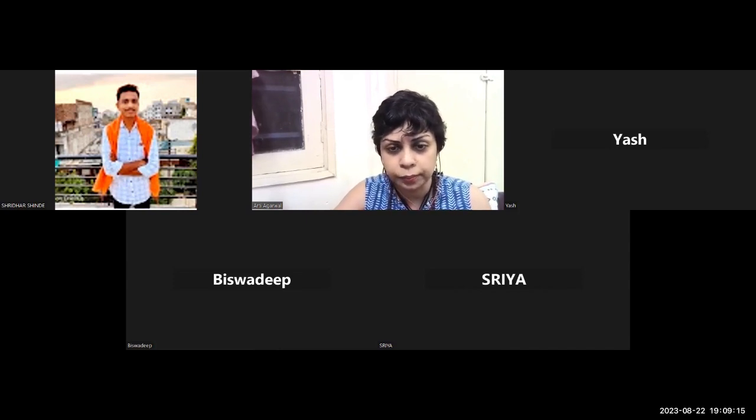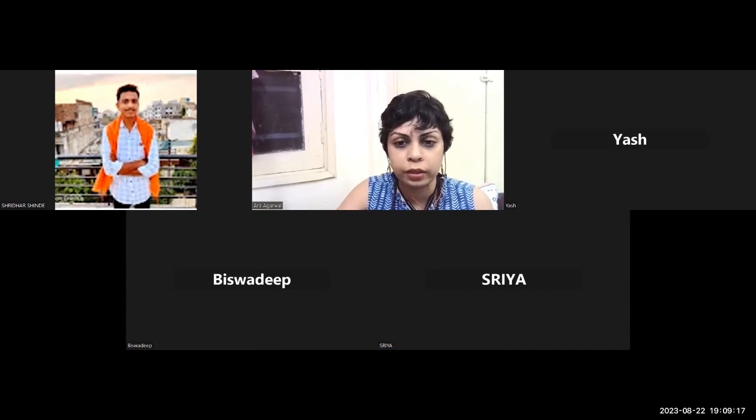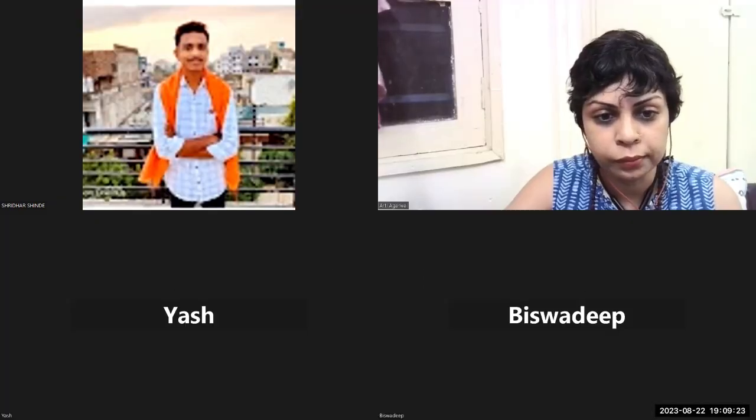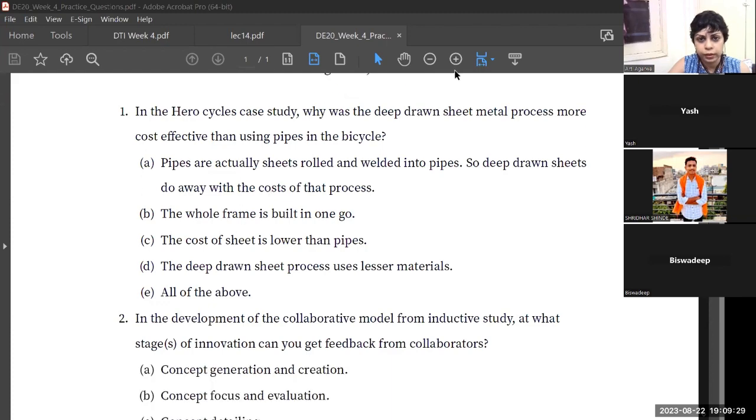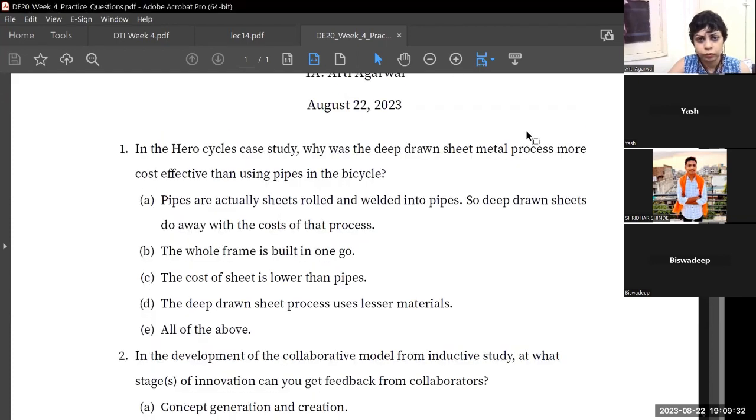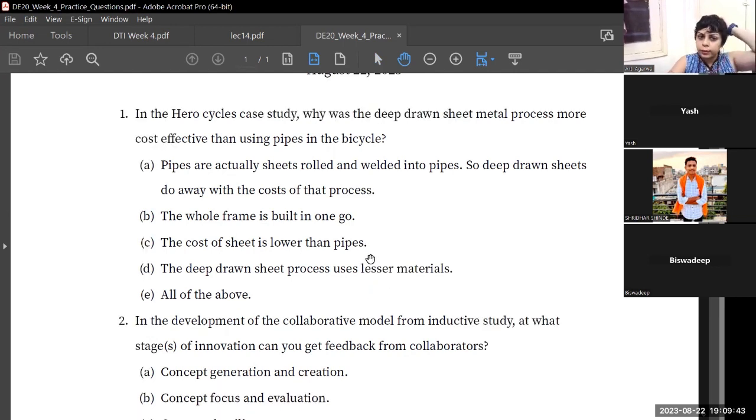Okay, so I'll share the. I was going to discuss something else, but if nobody responds, I will just project the question paper, and you can tell me what you think is the answer. So that's the first question in today's practice questions. Why was the deep bronze sheet metal process more cost effective in the Hero bicycle case study? You can type in your answer in the chat box.